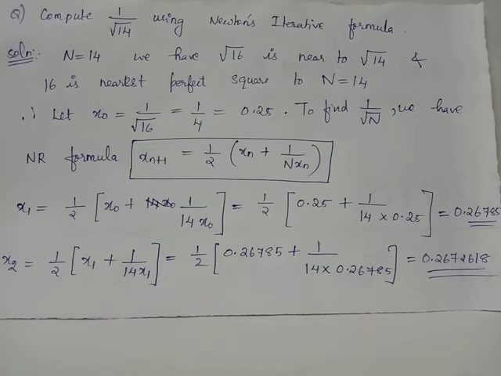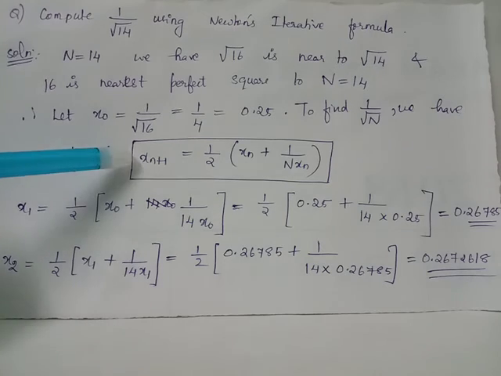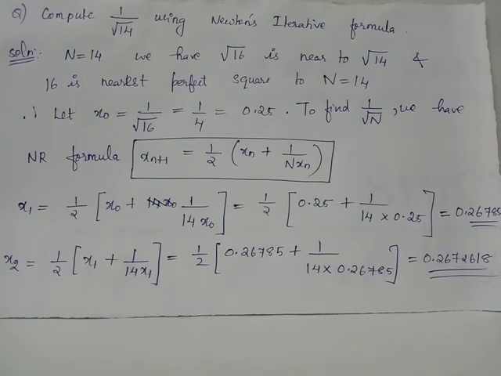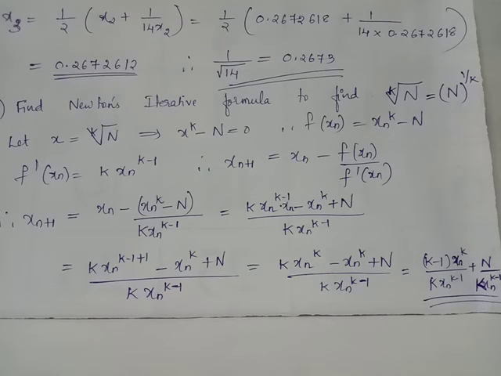When you give n equals 1, in this formula you get x2 equals 1 by 2 times x1 plus 1 by 14 times x1, where x1 equals 0.26785. Thus you obtain x2 equals 0.2672618. We have x3 equals 1 by 2 times x2 plus 1 by 14 times x2, where x2 equals 0.2672618, which will give us x3 equals 0.2672612.